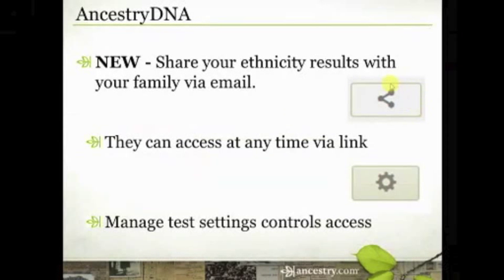Okay, excellent. So these are the two icons that you want to just make sure you look for. This little share icon is going to be in the top right-hand corner of your ethnicity page. And then your Manage Test Settings icon is on your DNA home page on the top right hand, just above where it says See Ethnicity Results and See Your Cousin Matches.